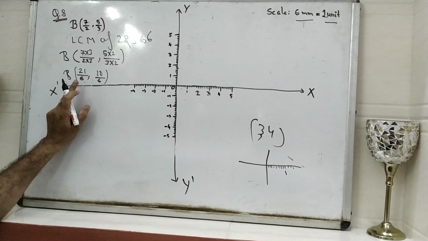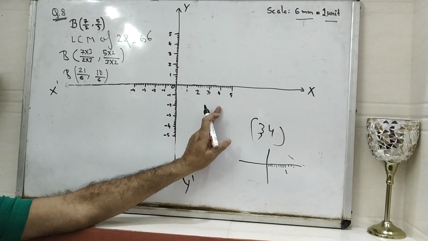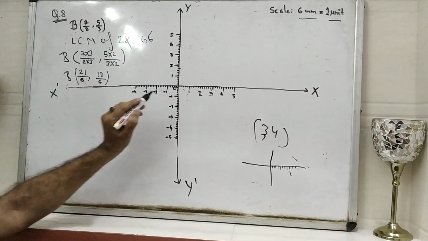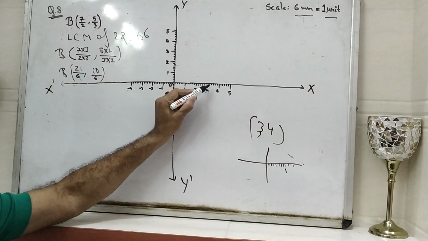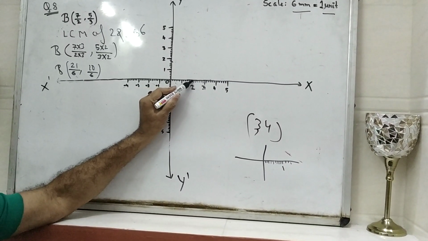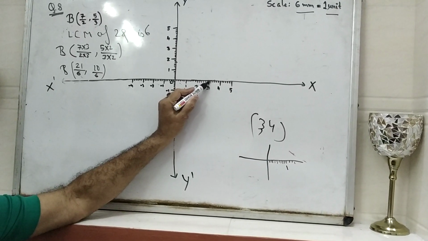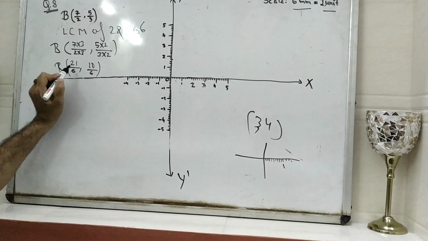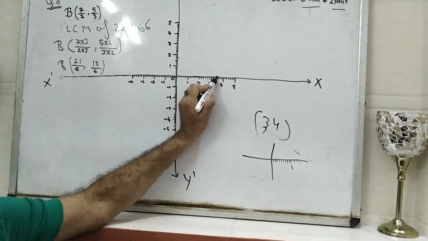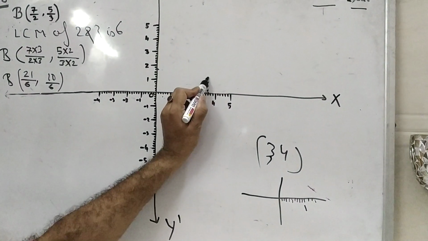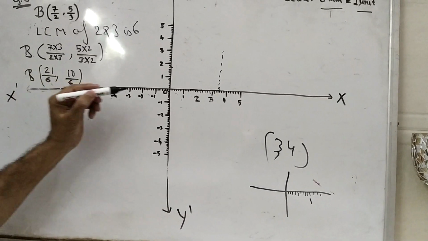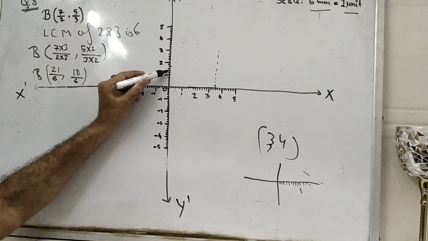Now you have to plot 21 by 6 on the x-axis and 10 by 6 on the y-axis. So for 21 by 6 you have to consider 21 mm from the starting point. This is 0. So 6, 6, 12 and 6, 18. In this way you have taken 18 mm. Now 3 mm more, so after this 1, 2, 3. This point is your 21 by 6. Now 10 by 6. This is your 6 and 1, 2, 3, 4.